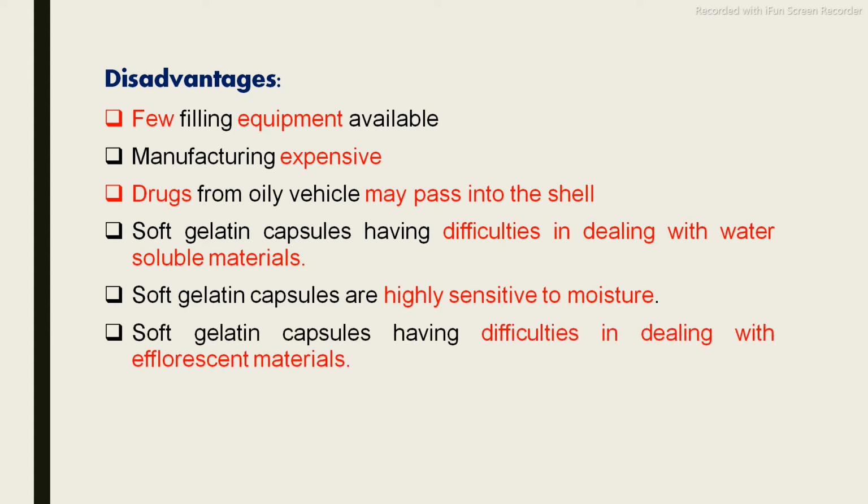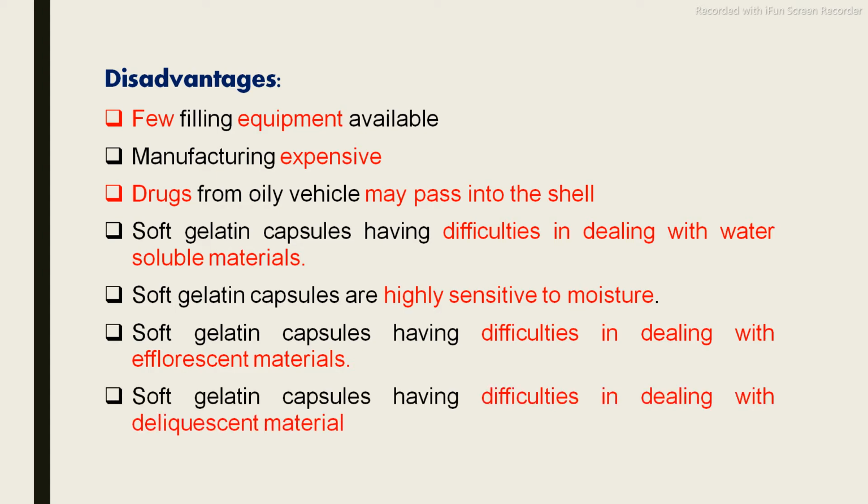Soft gelatin capsules have difficulty in dealing with efflorescent material. In the previous session, we have already seen the effect of efflorescent material. Efflorescent material means that which can release moisture. Your soft gelatin capsule is already very soft in nature, and if efflorescent material starts releasing the moisture, it will get softened again and it may rupture. So that's why it is not suitable for efflorescent material.